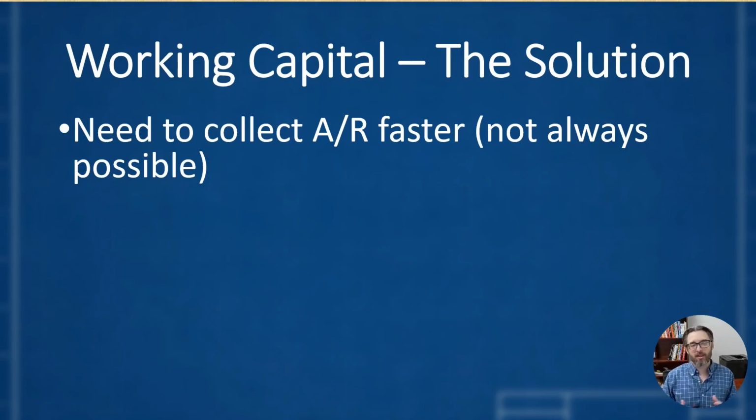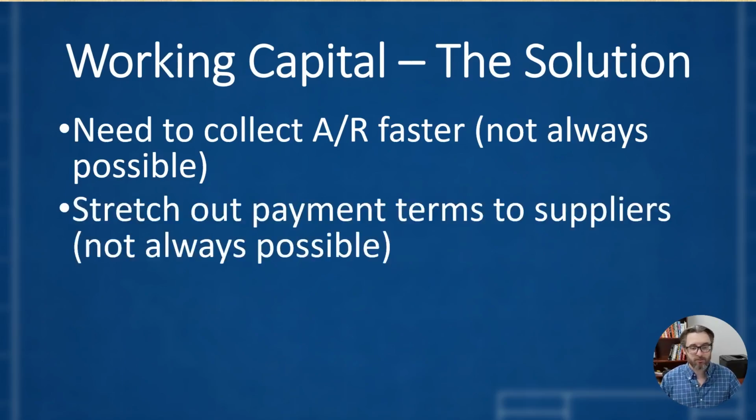So, step one, can you collect your AR faster? Can you have agreements that are like net 30, net 15, something like that? Can you build some incentive into your contract, that maybe you give them a 3% discount if they pay within the first 15 days of completion or something like that? Is there anything you can do to incentivize getting paid quicker? That's one thing, but again, that's not always possible.